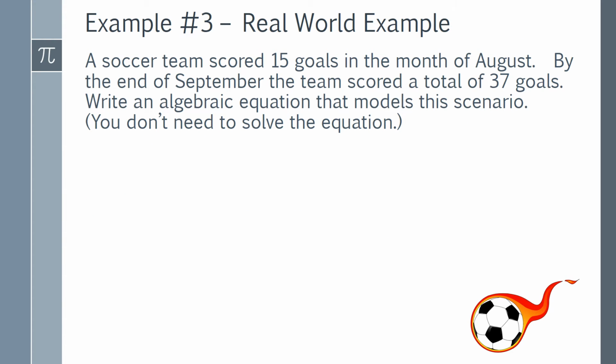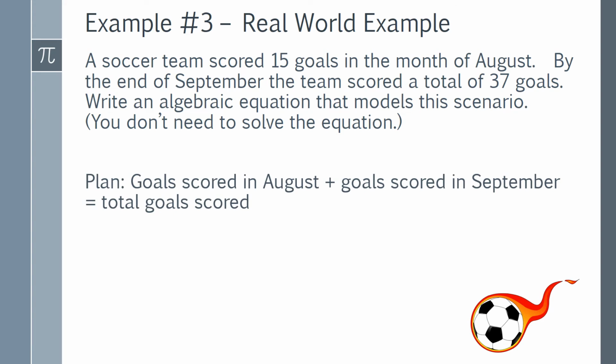Example number 3 will be a real-world scenario. A soccer team scored 15 goals in the month of August. By the end of September, the team scored a total of 37 goals. We need to write an algebraic equation that models this scenario. We don't need to solve it. Let's start with a plan.